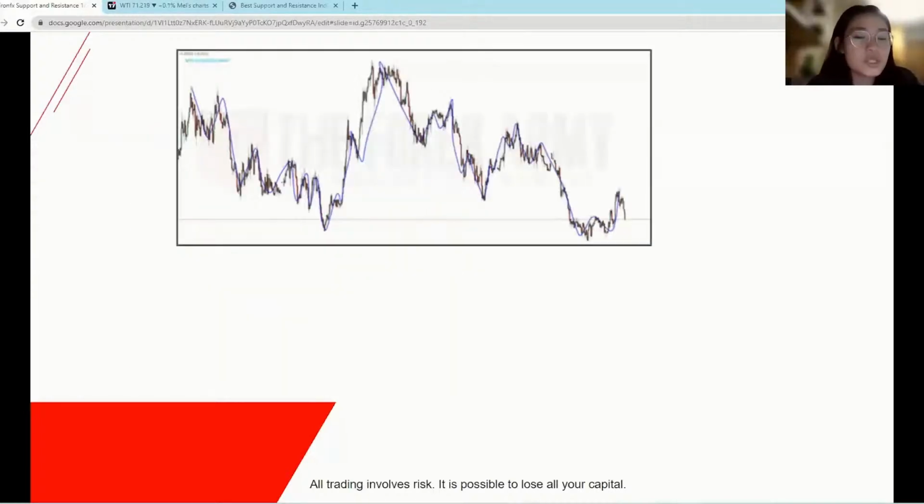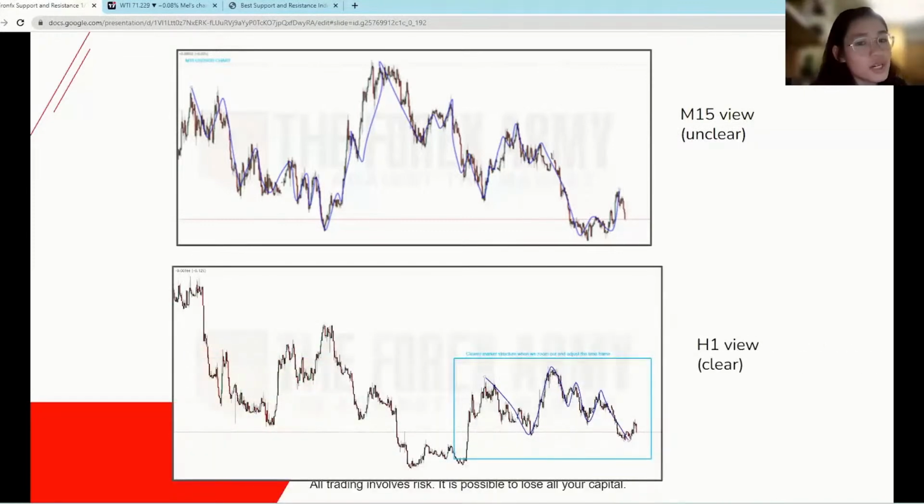Okay, so here's an example of an unclear market structure from the 15-minute time frame. It's pretty messy. There's no clear movement in price, and it's generally an unclear market structure. When we change it to the 1 hour time frame, we can see that the highlighted portion has a much clearer movement.